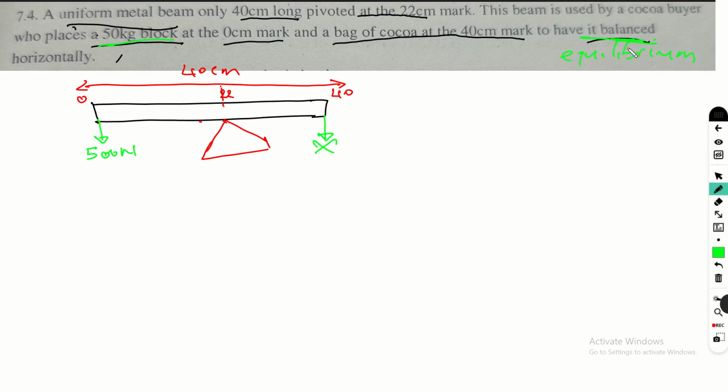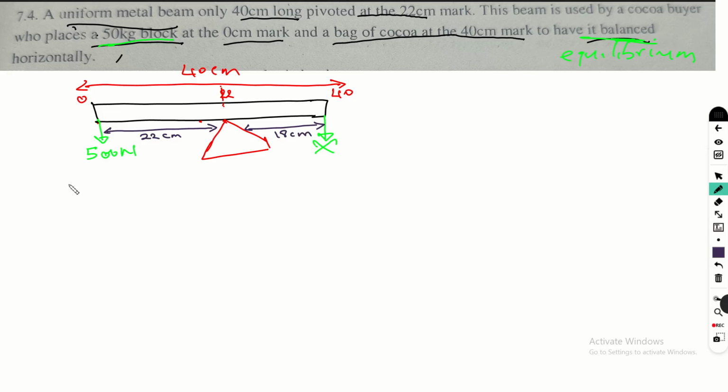Now, what is the distance between the 500 and the pivot? So we have to calculate our distances. Make sure you always draw your diagram, please. Your distance from here to here will be 22 centimeters. From here to here, I think it will be 18 centimeters. So those are our distances between the 500 and X.